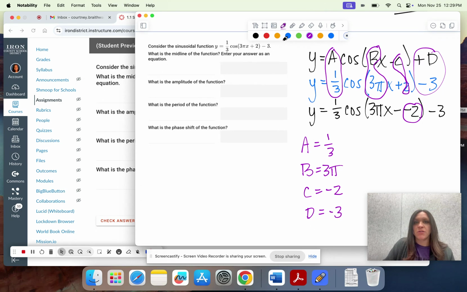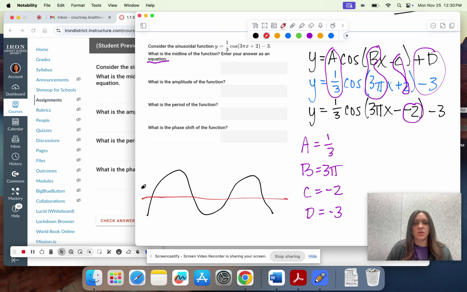All right, so we want to write the midline, and we want to answer as an equation. So when we have our sine-cosine graph, it makes the wave, and the midline is where it cuts in the middle. And it's a y equals horizontal equation, and it's the d value. So for ours, it's y equals -3. That's d.